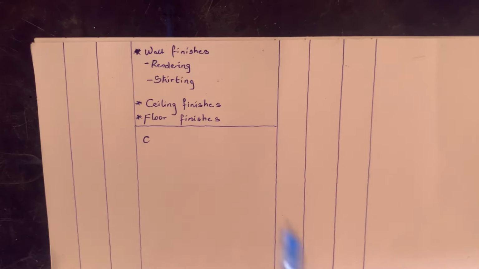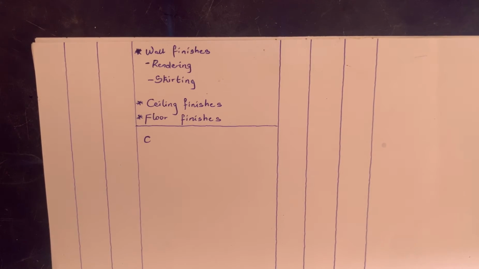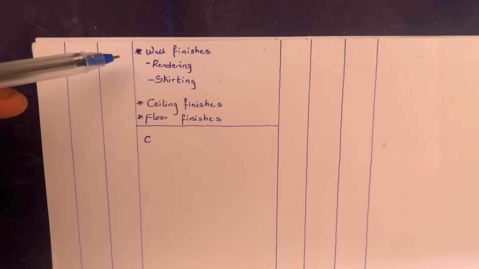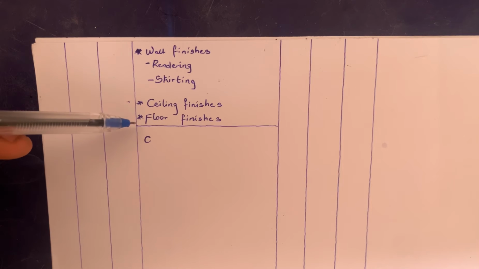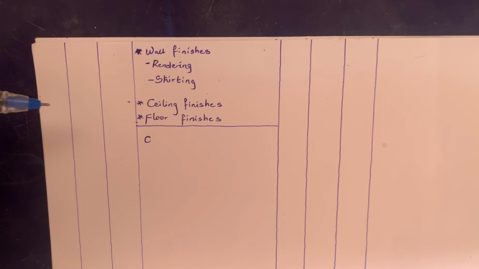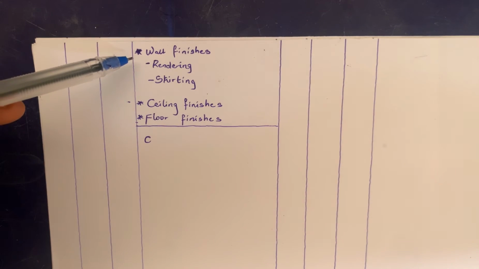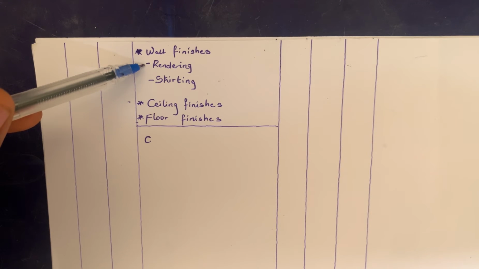So in calculating for finishes for buildings, it is divided into three sections: the wall finishes, the ceiling finishes, and the floor finishes. You all know after the carcass of the building has been erected, this building needs to be finished. It needs to be rendered, plastered, painted, and all those things need to be done. That is what we'll be doing in the wall finishes. So that section is going to take the form of rendering and painting.